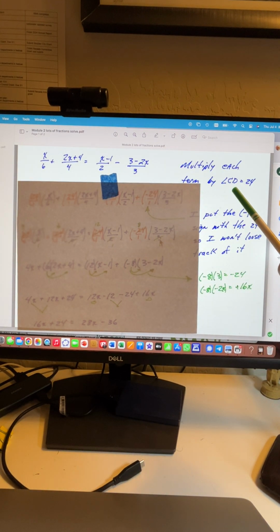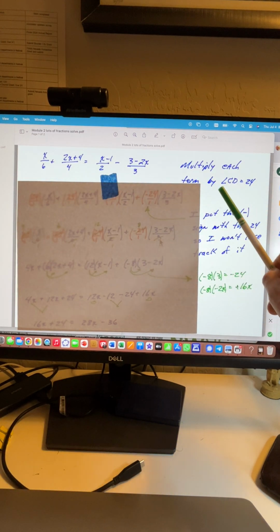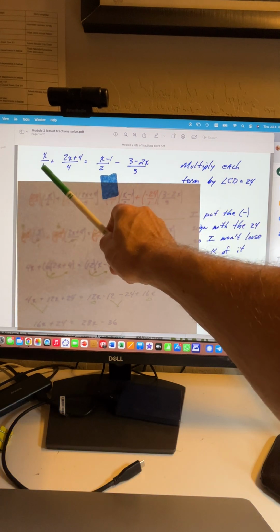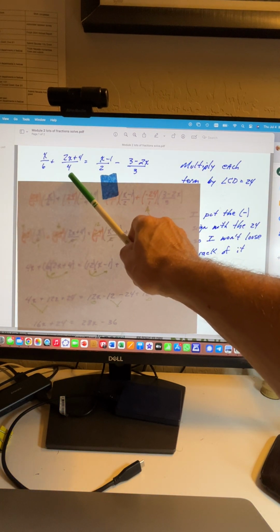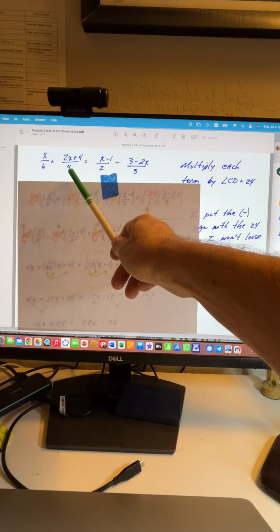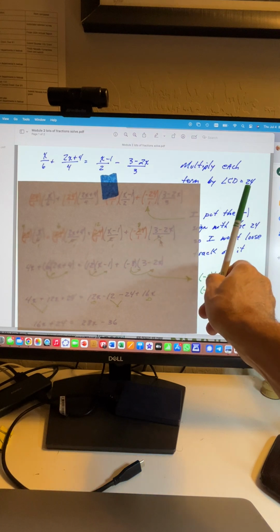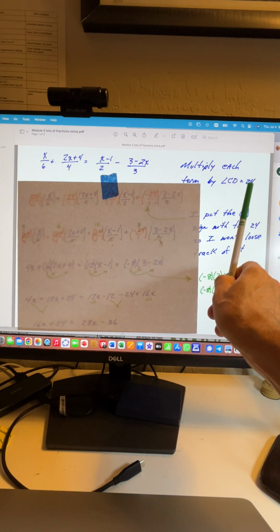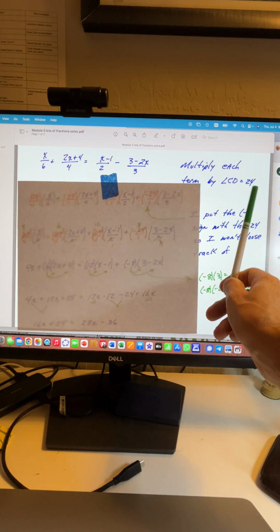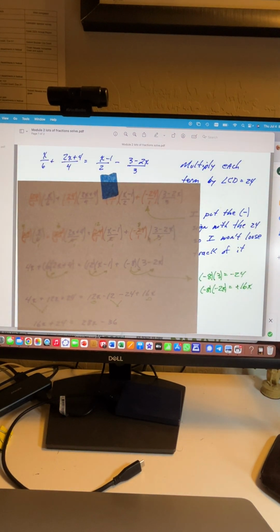So we're going to do the strategy technique where we multiply each term by the LCD of 24. And I got this by 6 times 4. And that is the least common denominator, because if you take 24, notice 2 goes into 24, and then notice 3 goes into 24. So you don't need to make that bigger. You could multiply 24 times 2, but you don't have to.